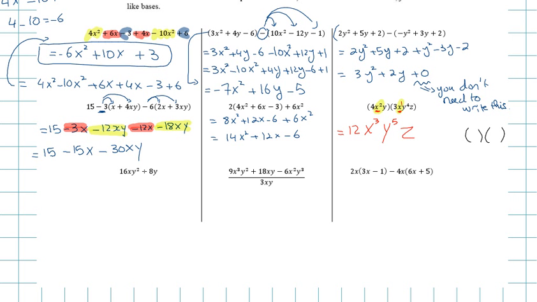Excellent. So next one is 16xy squared divided by 8y. I personally prefer to look at it as a fraction like this, because it looks neat. So always you divide the numbers by the numbers. 16 divided by 8 gives me 2. So I'm done with the numbers.